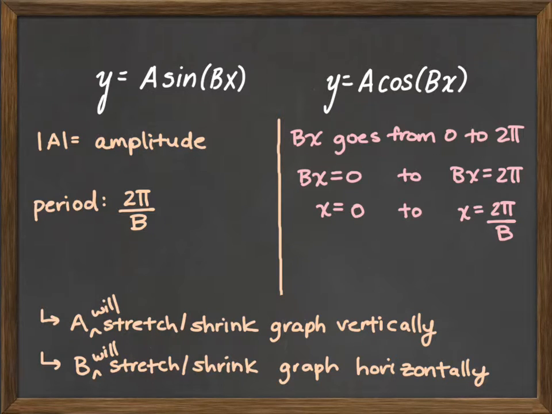So this is what we know thus far. We've got the graph of y equals a sine of bx, y equals a cosine of bx. a is the amplitude. It's how far we are from the x-axis. Our period is how long it takes for a full revolution. And that's going to be given by 2 pi over b.